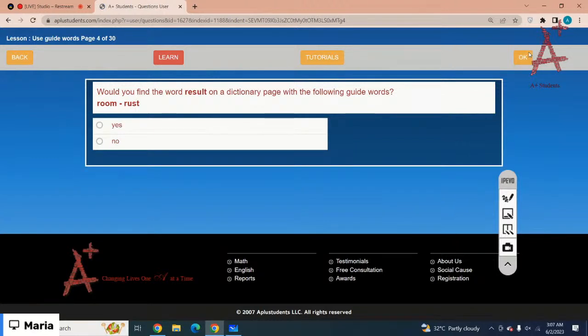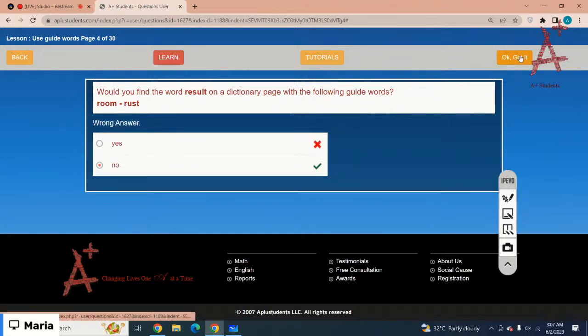Okay, the next one is, would you find the word result on the dictionary page with the following guide words room and rest? Do you find rest result on the same page? Which is the correct option? Yes or no? That would be no, because E is before O. That means you can find result earlier than this page, before this page. Got it? It would be no.